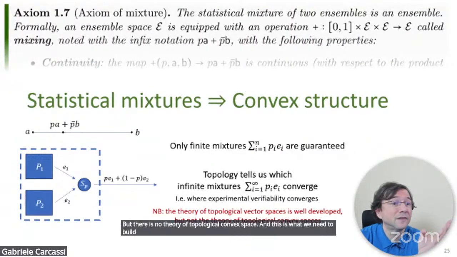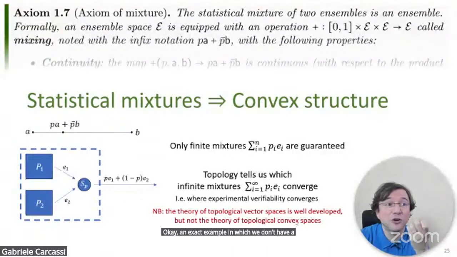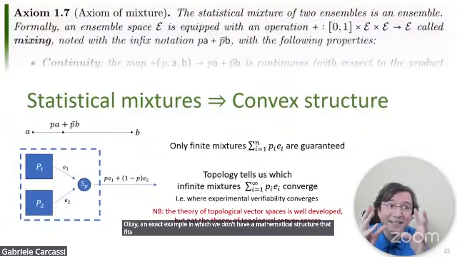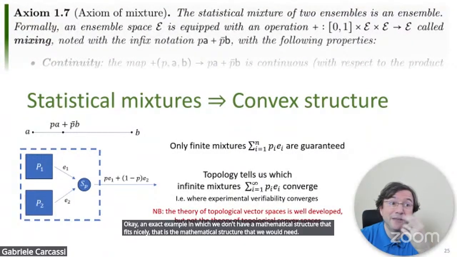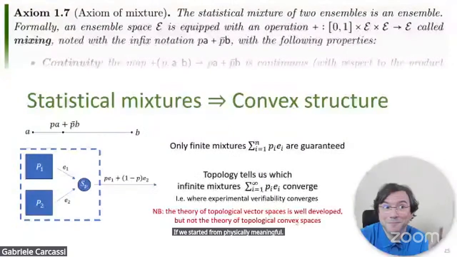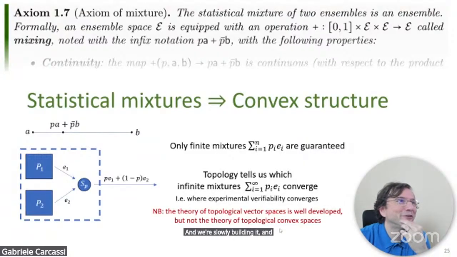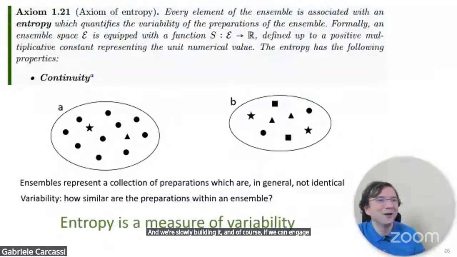So this is exactly one example in which we don't have a mathematical structure that fits nicely, that is the mathematical structure that we would need if we started from a physically meaningful starting point. And we're slowly building it. And of course, if we can engage some mathematicians to help us, it would be even better.